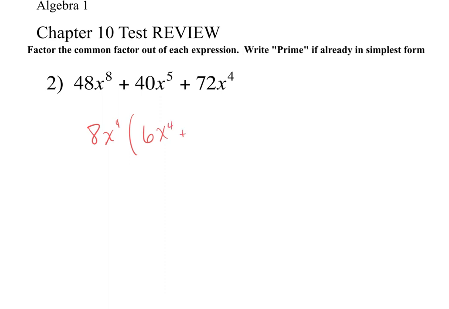40 divided by 8 is 5. I took out 4 of those x's. I have 1 left. 72 divided by 8 is 9. I took out all of the x's. I am done. When I say factor out the common factor, I don't want you to do anything else with this. This is all you're doing.